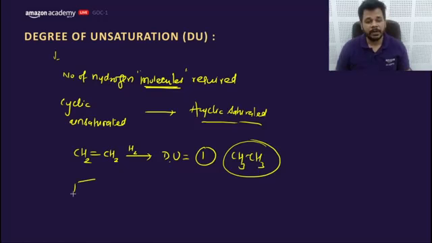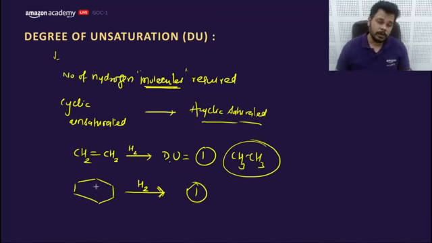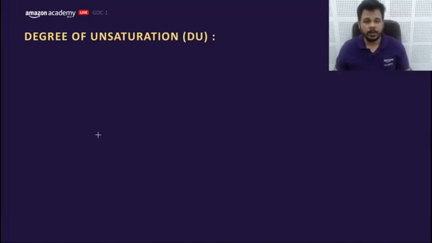Now let's start with the ring. What would be the DU of this? How many moles of hydrogen molecules are required to convert it into an acyclic saturated compound? Now let's move to the next part, that is the formula, which we actually study in the books, but we are not going to follow that formula. We have our own formula. Yes, degree of unsaturation would be 1, because the formula is C6H12, which will be converted into C6H14. So 1 mole of H2 molecule would be sufficient to convert it into an acyclic saturated compound.